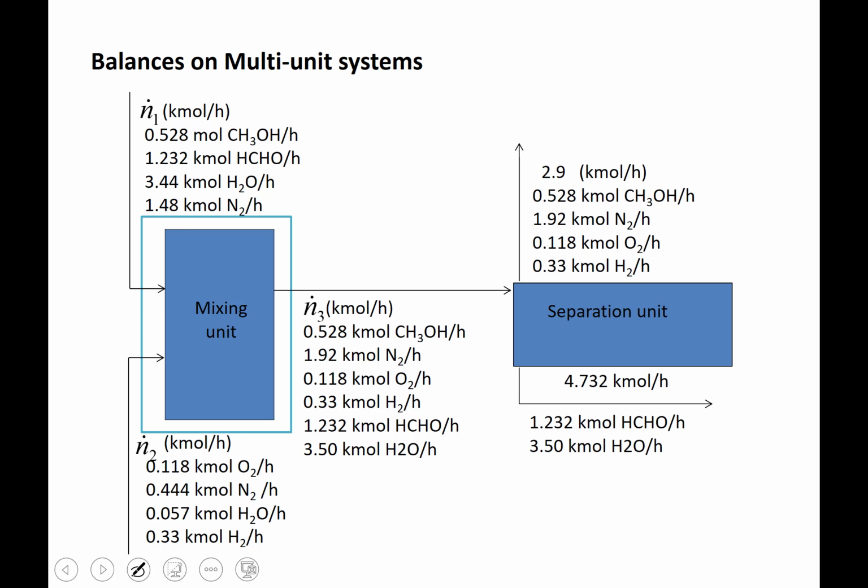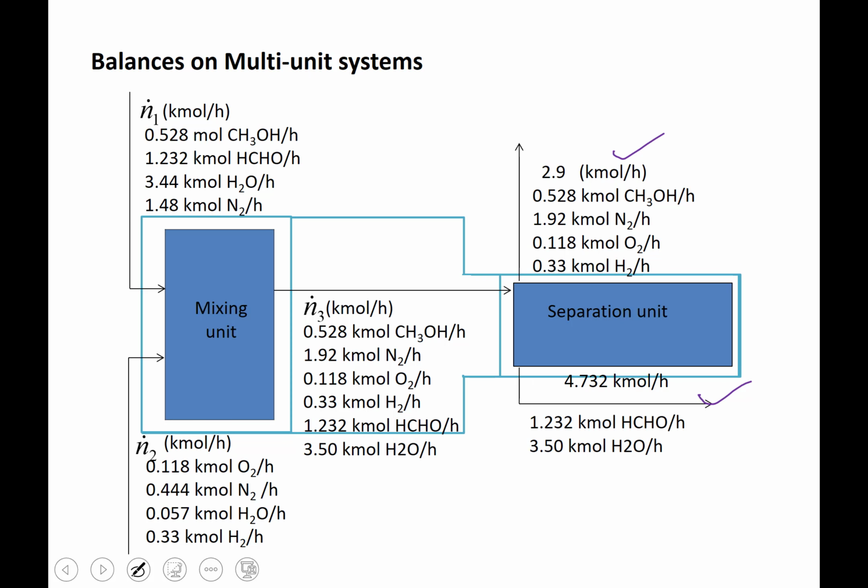draw our box just around the mixing unit, in which case we would be dealing with streams N1, N2, and N3 for our balances. We could draw the box around the separation unit only, and then we would only be dealing with streams N3, the product stream, and the gas stream.